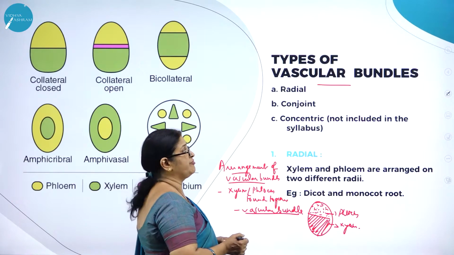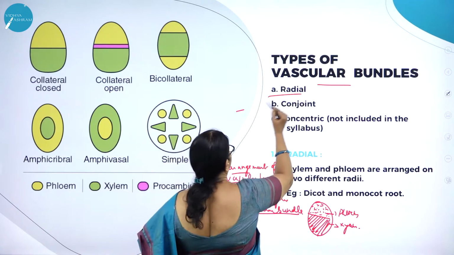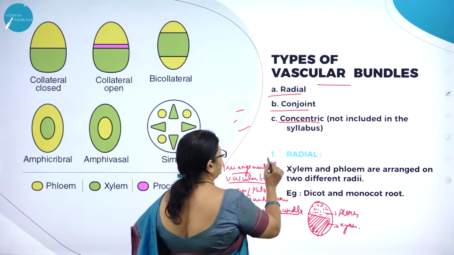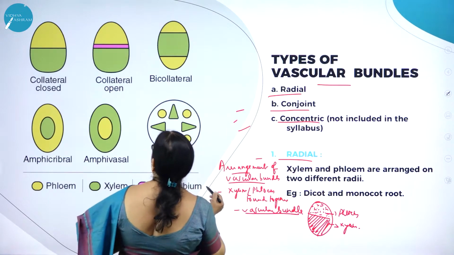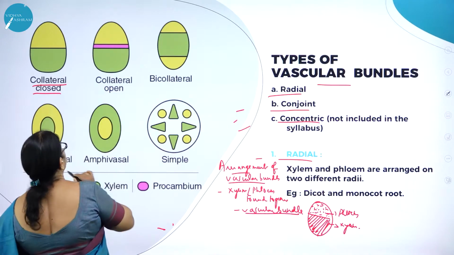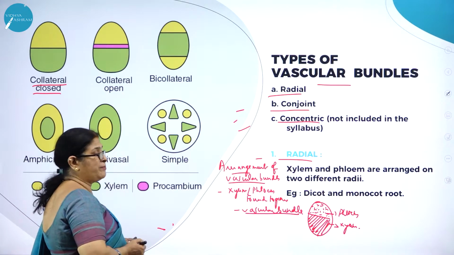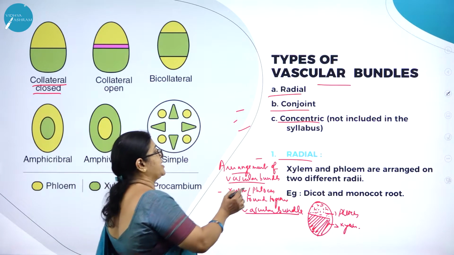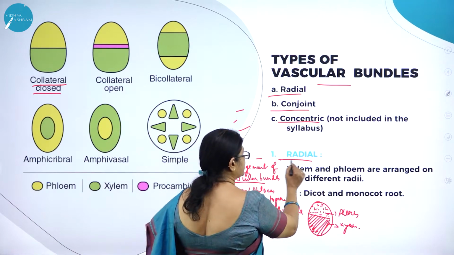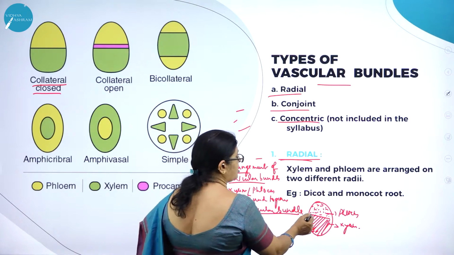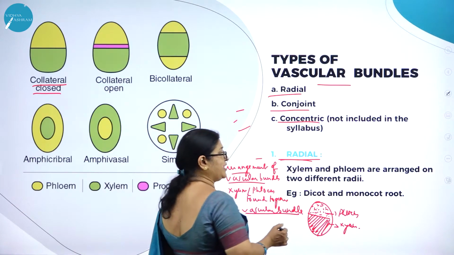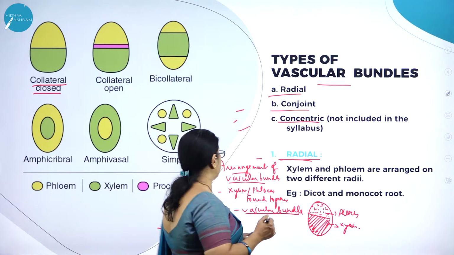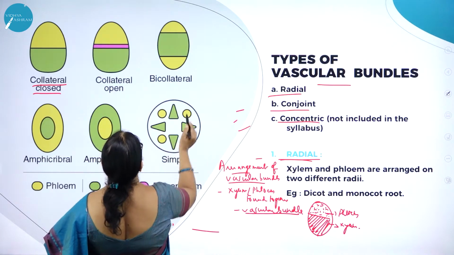As I said, types of vascular bundle. One is called radial. Here you can see in the picture. Next is conjoint, concentric. Radial vascular bundle. Here this is called collateral closed vascular bundle. So what do you mean by collateral? First let us understand radial. This is called a radial vascular bundle when xylem and phloem are arranged on two different radii. They are not together. Here you can see they are on different radii.